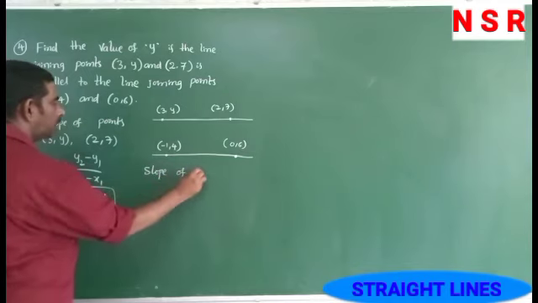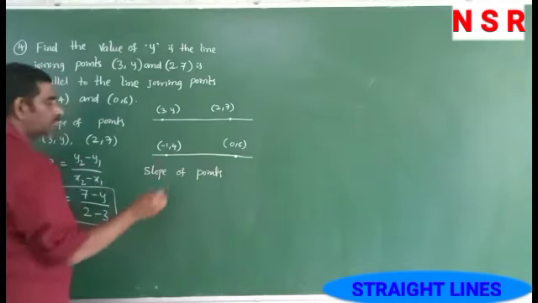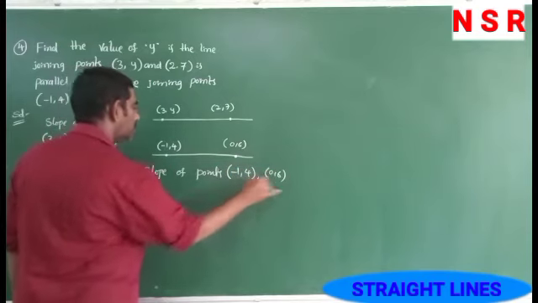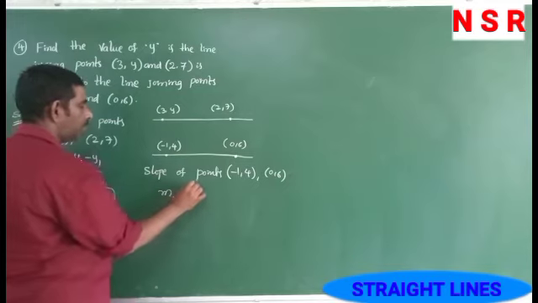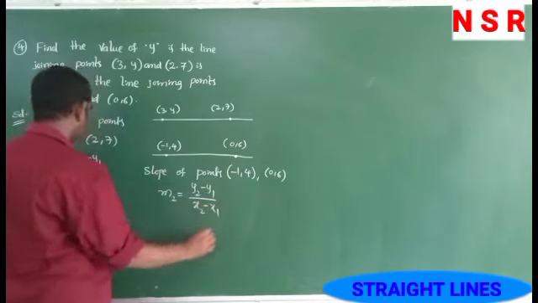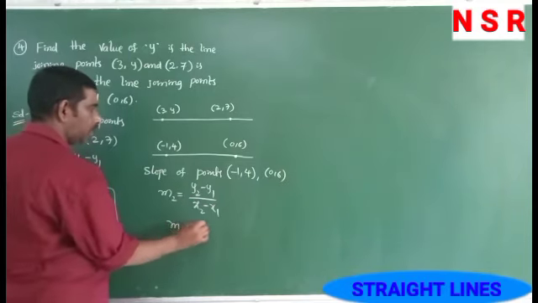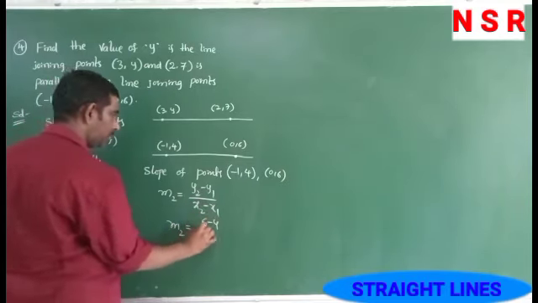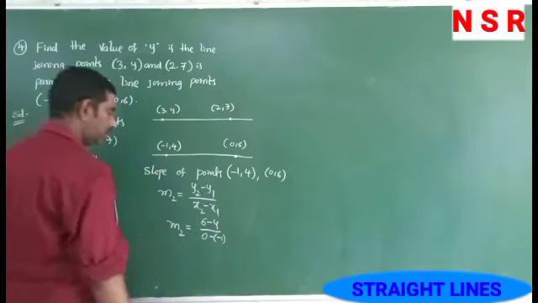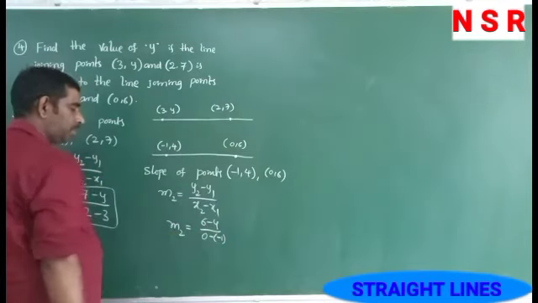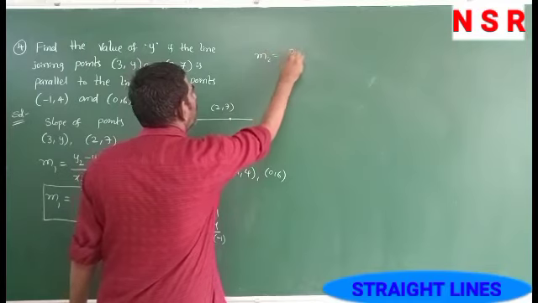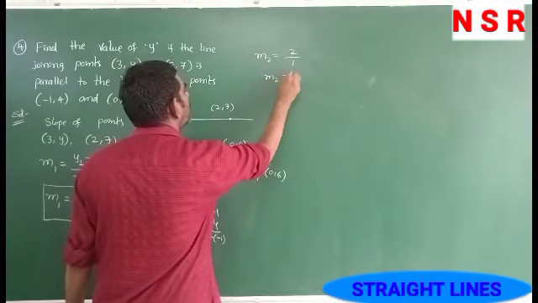Next, find the slope of the points -1, 4 and 0, 6. Take m2 equal to (y2 minus y1) by (x2 minus x1). Now m2 is equal to (6 minus 4) by (0 minus of minus 1). So 6 minus 4 is 2, and 0 minus of minus 1 is plus 1. So 2 by 1. So here m2 is equal to 2 by 1, equal to 2.